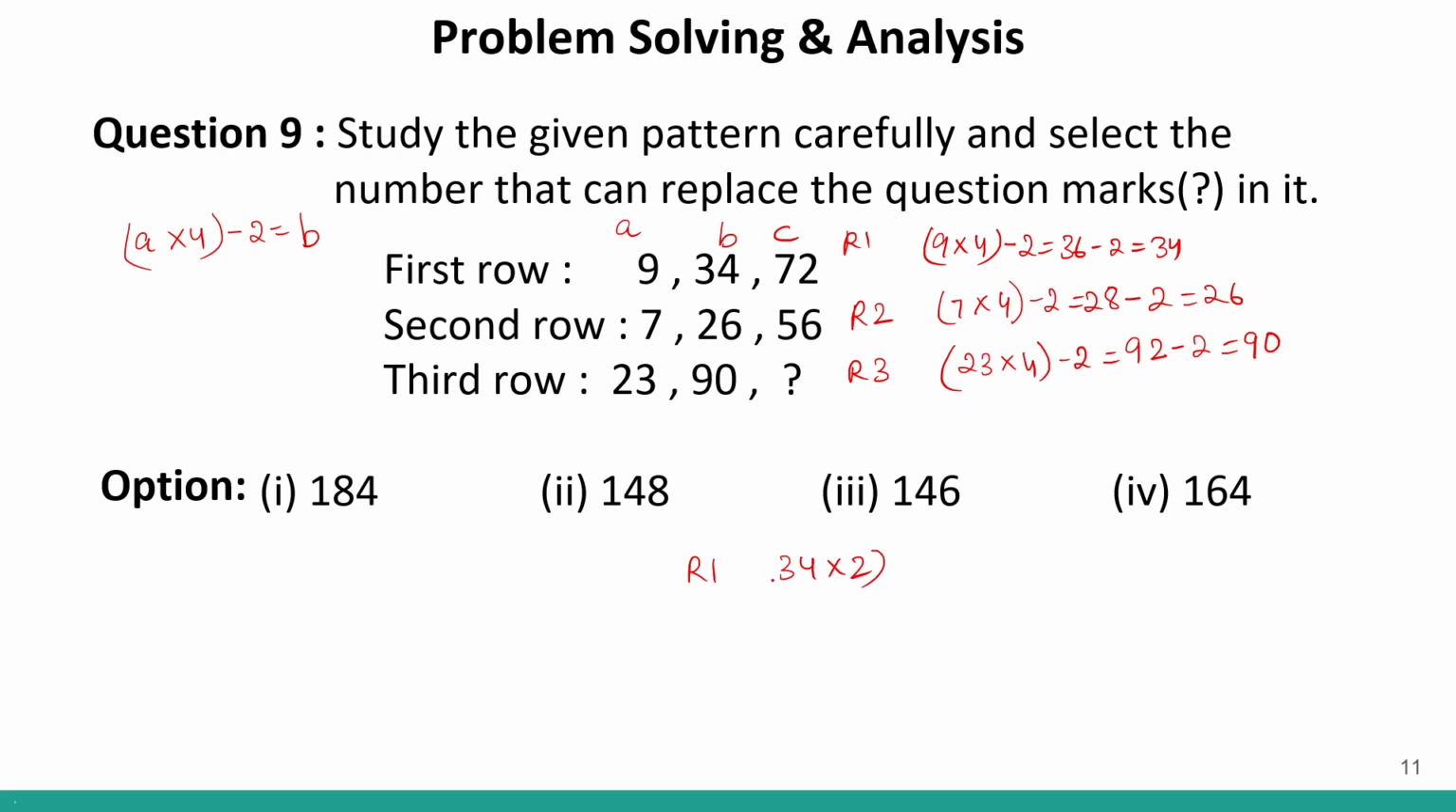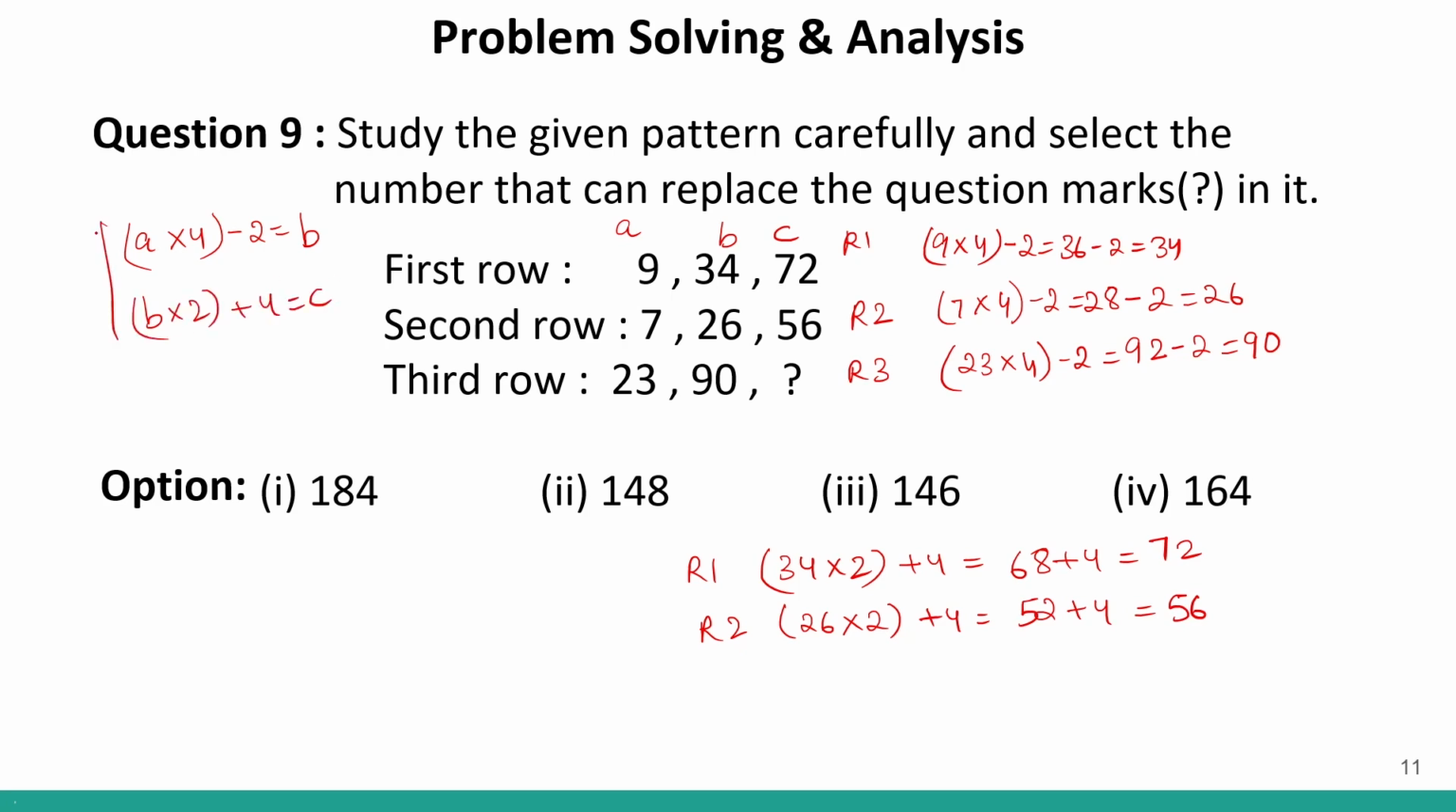Now, if I look at row 1, 34 and 72, I can see that if I multiply 34 into 2 and I add 4 to it, 34 into 2 will be 68, and 68 plus 4 gives me 72. So this is row 1. Correct? Now if I check for row 2, I can see that 26 into 2 plus 4. So 26 into 2 is how much? This will be 52. 52 plus 4 gives me 56. So this is correct for row 2 as well. So I can say that B into 2 plus 4 gives me C.